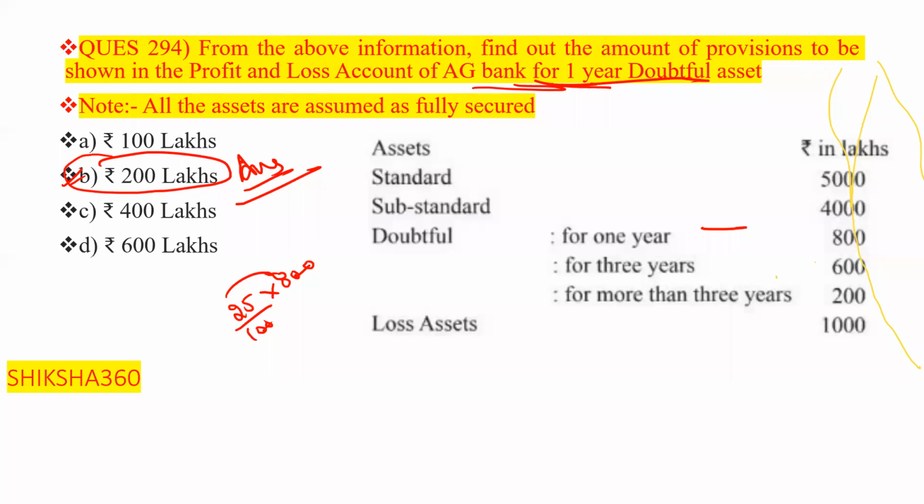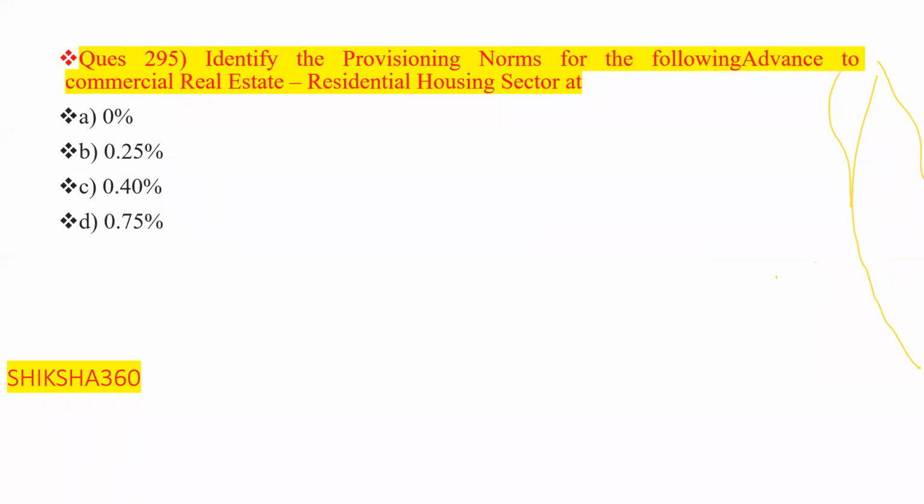Now move to the next very easy question 3. Identify the provisioning norms for the following advances: advance to commercial real estate, residential housing sector. What is the provisioning under that? Options are 0%, 0.25, 0.40, 0.75. The correct answer here is 0.75. Option D is the answer.